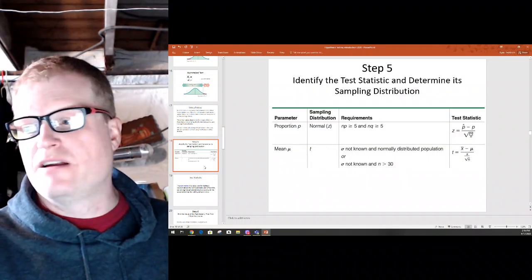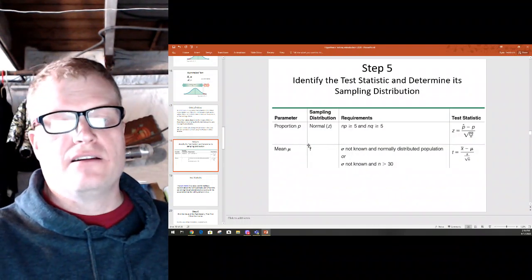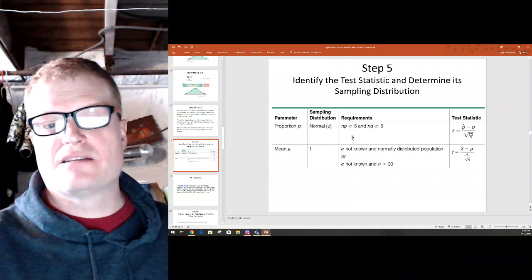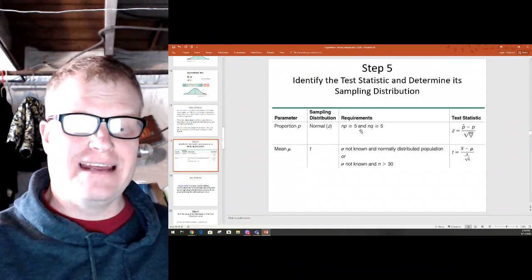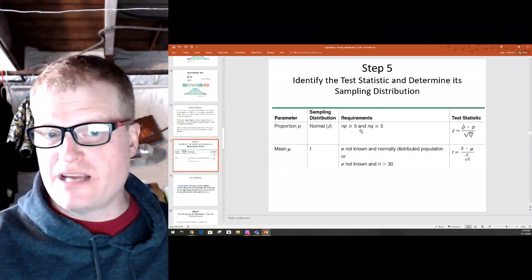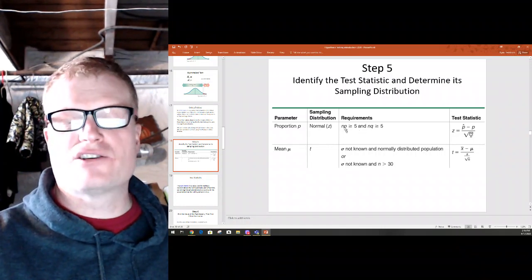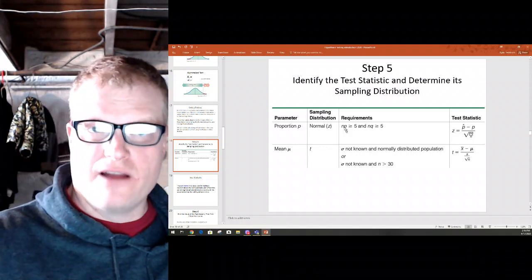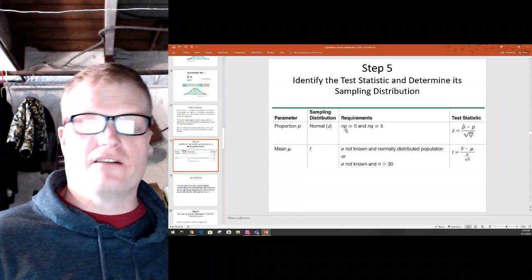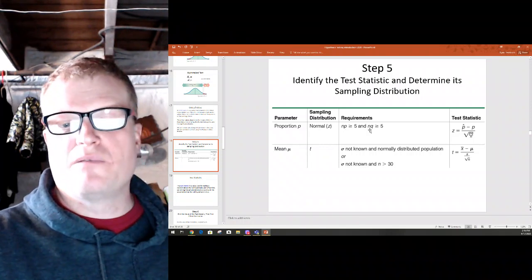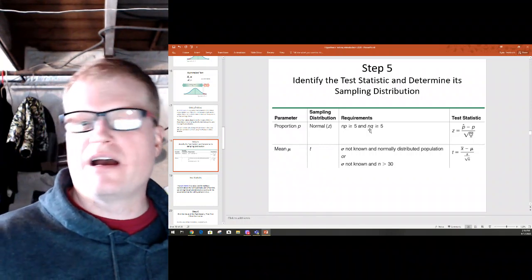If you were interested in the math that goes behind it, the requirement for the proportion test is that your n times your p has to be greater than or equal to 5, meaning that n represents your sample size and p represents the value of the null hypothesis. You have to multiply them together and it has to be greater than or equal to 5. Same with n and q. And remember, p and q add up to 1.